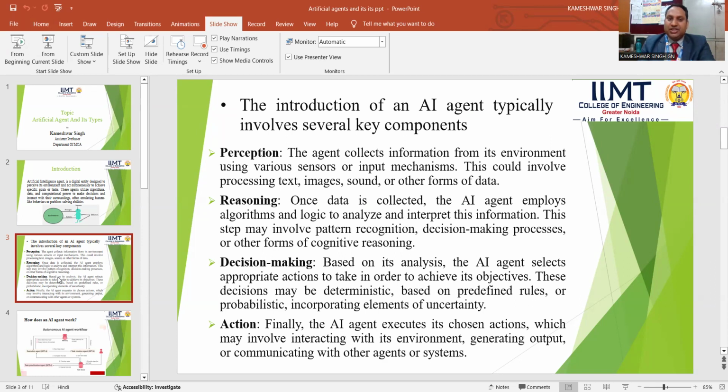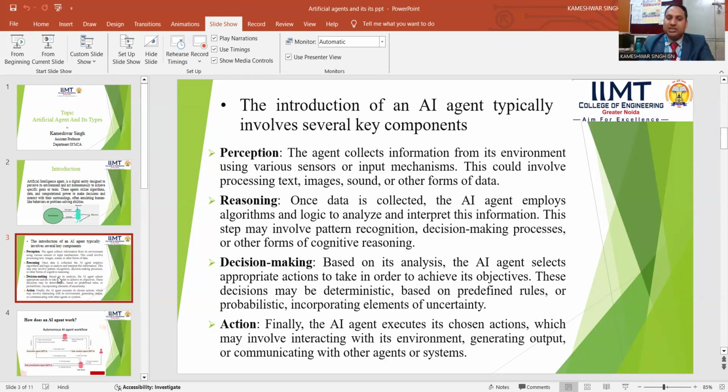Now, third is decision making. Through the solving of the reasoning, the agent is able to make decisions. How? Based on its analysis, the AI agent selects the appropriate actions to take in order to achieve its objectives. These decisions may be deterministic, based on predefined rules, or probabilistic, incorporating elements of uncertainty. So this kind of decision making, the artificial intelligence solves through algorithms.